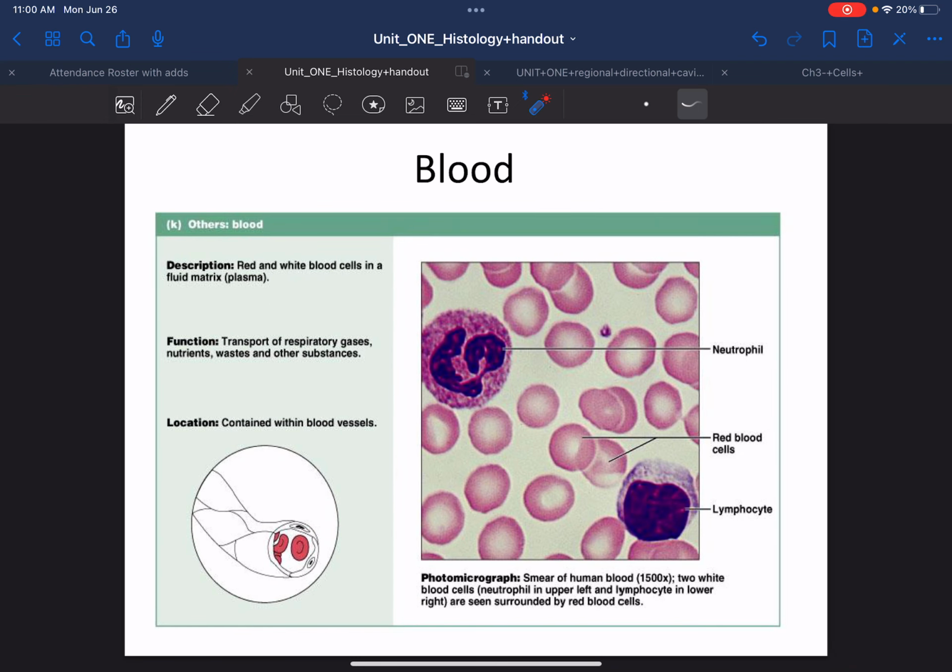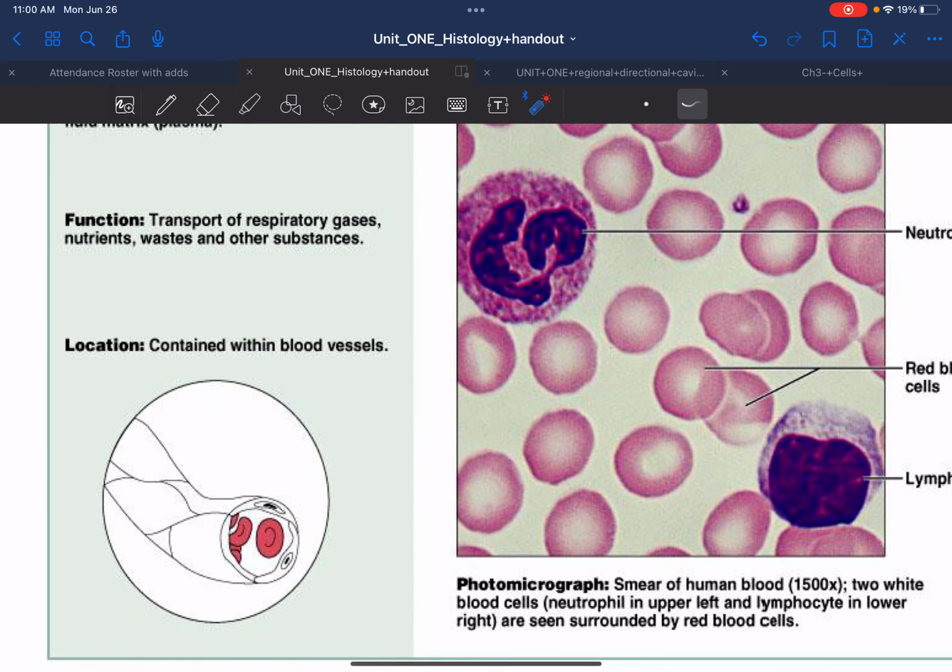The next one, we are familiar with blood. Blood is a fluid connective tissue. It is the only fluid connective tissue that we have. And we already know the role of blood. We know that its role is to carry around oxygen molecules for the body. It picks them up at the lungs and will deliver it to the rest of the body. And it travels through the blood vessels. So the location is in blood vessels, nice and easy.